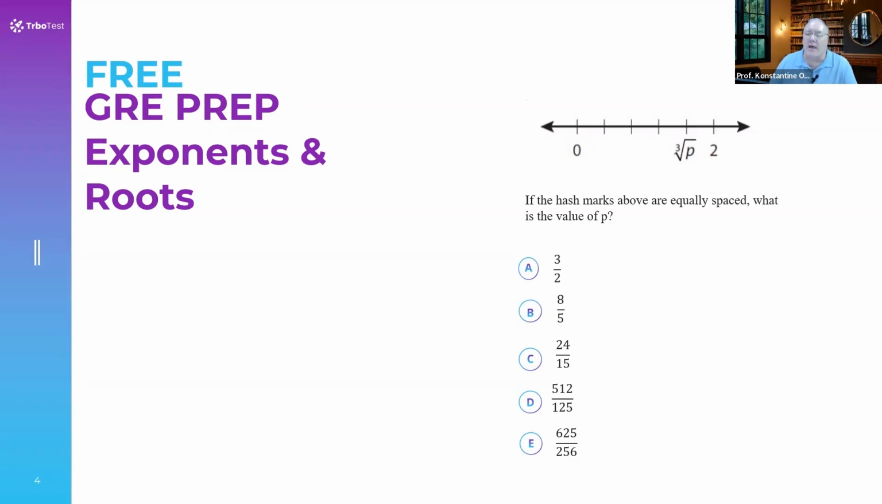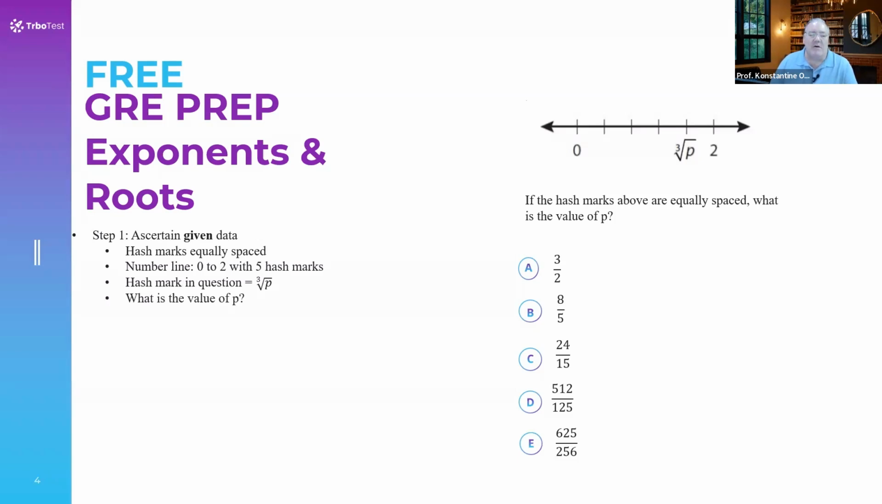Well, you can look at it and immediately realize, well, it doesn't fit integers. We can't do that. So we have to do something with it. So let's take the data we have. The data we have is their hash marks are equally spaced. No problem. We know the number line starts at 0, ends at 2. It has 5 hash marks between. All right. Then it asks the hash mark in question, of course. We have that. So they want to know the value of p.